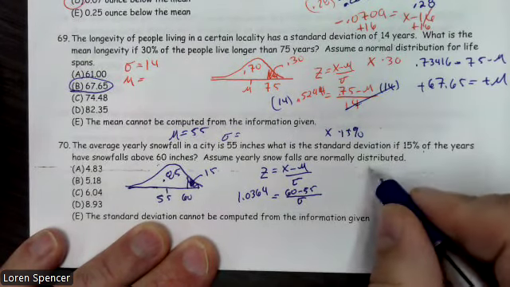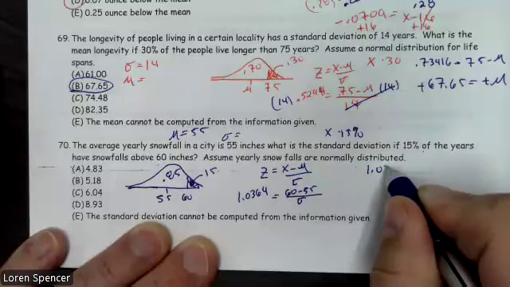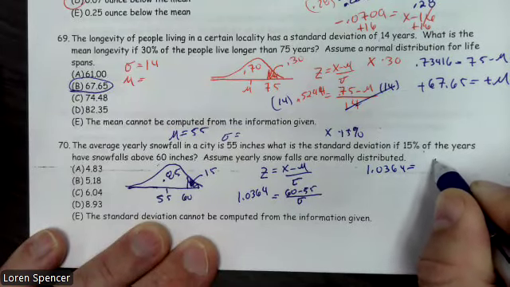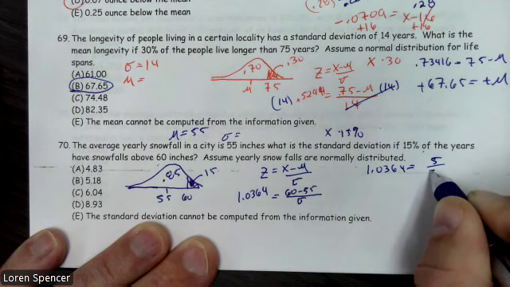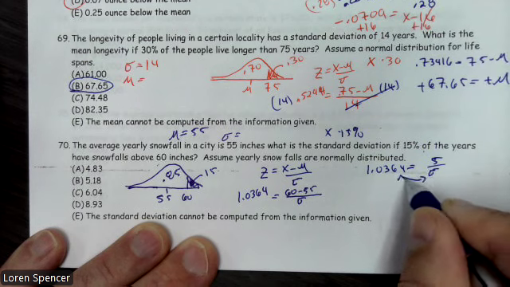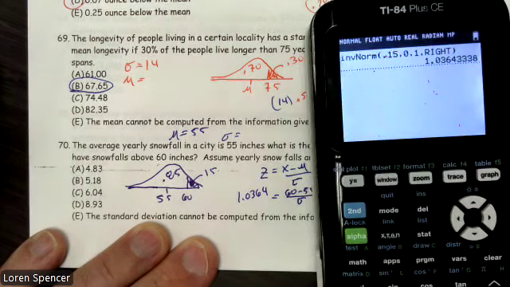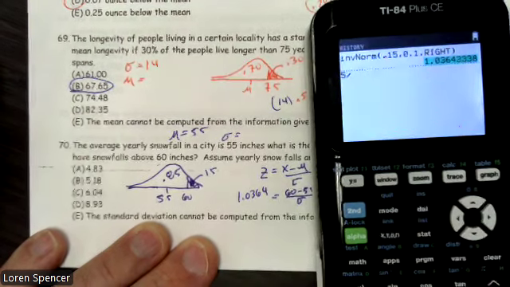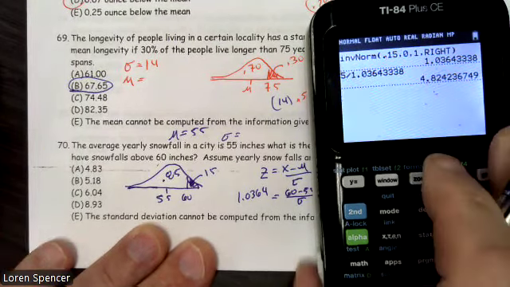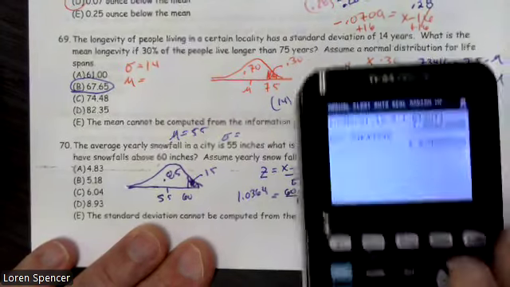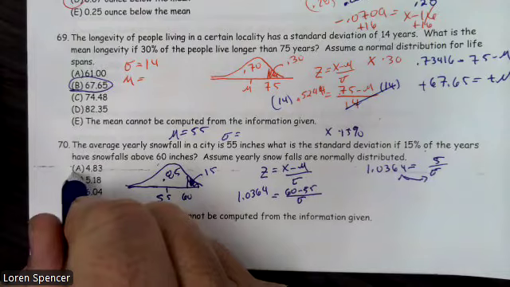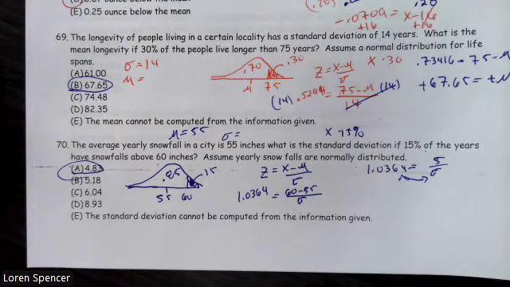We can simplify the top and we end up with 1.0364 equals 5 over the standard deviation. We're going to swap places with these two. So it's going to be 5 divided by that number. When we get 4.824, our closest answer to the 4.824 is A. So 70 is A.